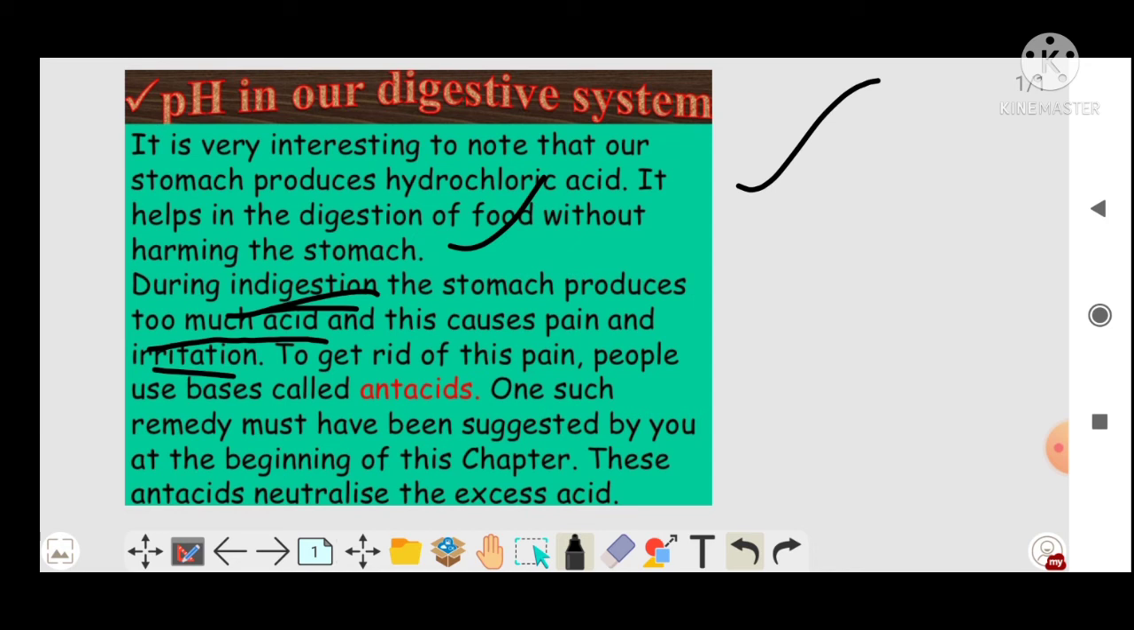So to get rid of this pain, what do we have to do? People use bases. To neutralize acid we use bases, called antacids. To neutralize this excess acid we use bases, and that is called an antacid. This antacid neutralizes the excess acid.